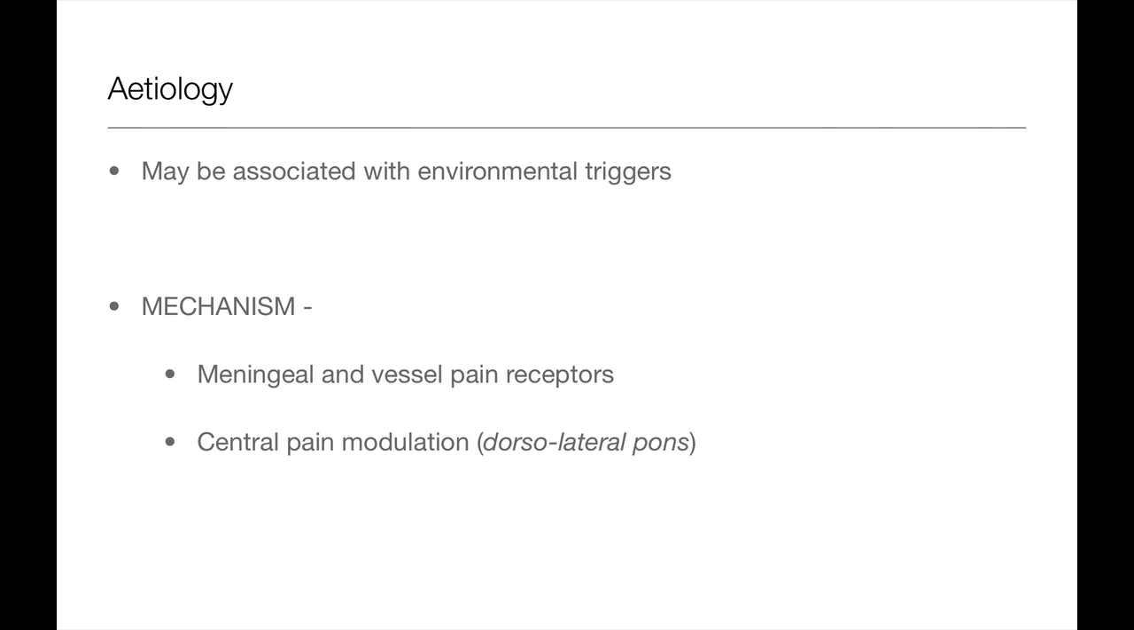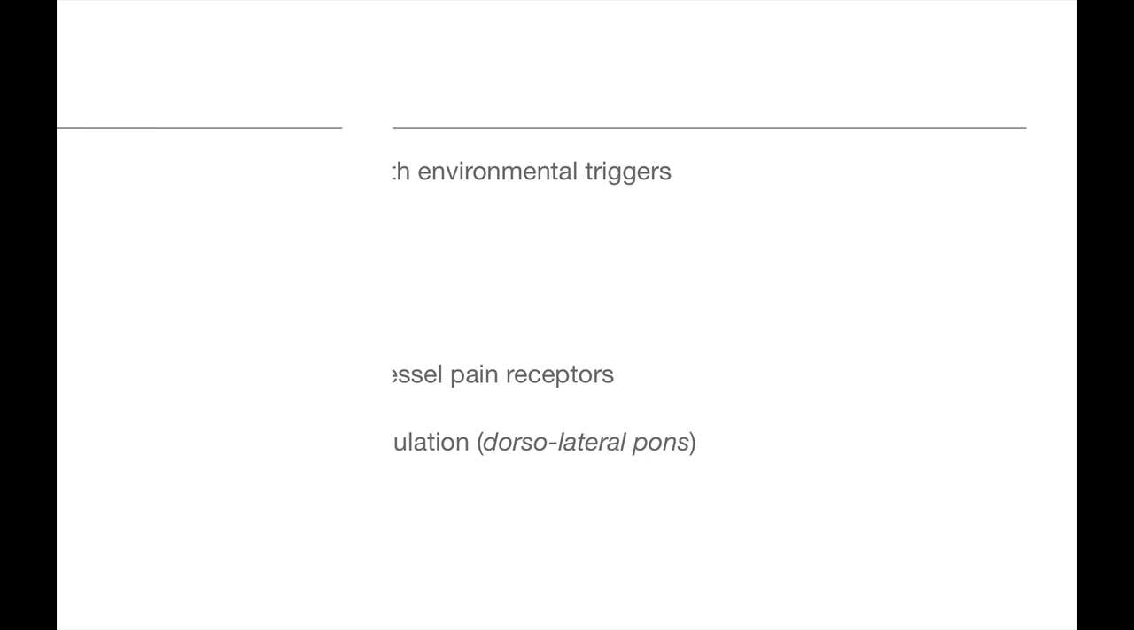The precise details of the etiology of migraines is probably beyond the scope of this podcast, as it's something that's still being widely looked into. However, migraine may be associated with certain environmental triggers, which we'll talk about in a bit. The mechanism of pain and aura is thought to be due to meningeal and vessel pain receptor activation, as well as central pain modulation, particularly in an area of the brain called the dorsolateral pons.